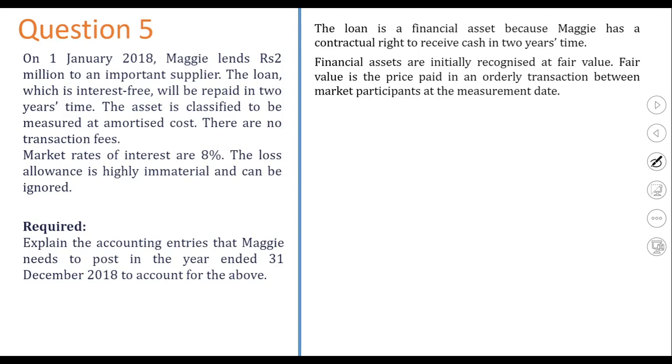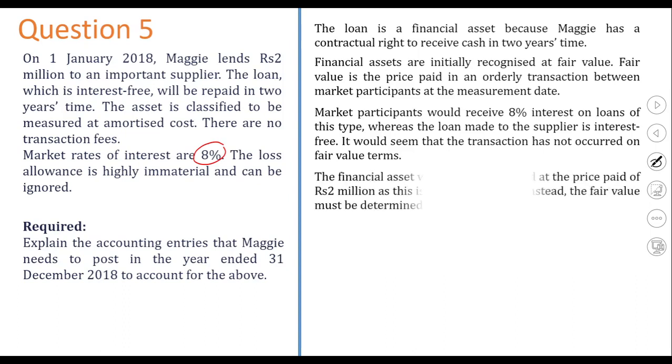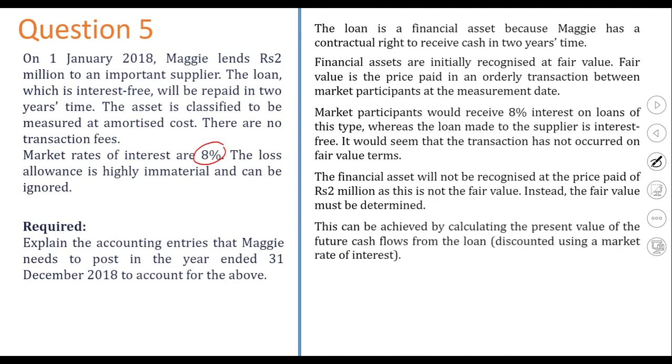Here it's not between market participants. A market participant would receive 8% interest on a loan of this type, whereas the loan made to the supplier is interest free. Normally at the market they charge 8%, but this person is getting it free of charge. It would seem that the transaction has not occurred at fair value, therefore you need to get the fair value. The financial asset will not be recognized at the price paid of 2 million. It's not the fair value. Instead, the fair value should be determined.